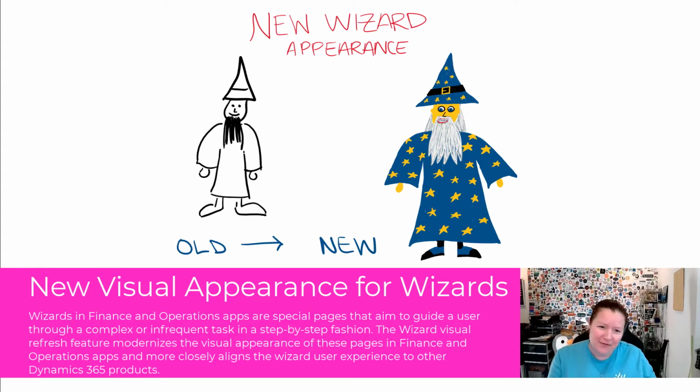We're talking about the help feature of software packages that help automate complex tasks by asking the users a series of easy to answer questions. Wizards in Finance and Operations apps are special pages that aim to guide a user through that complex or infrequent task in a step-by-step fashion. The Wizard Visual Refresh feature modernizes the visual appearance of these pages and more closely aligns the Wizard user experience to other Dynamics 365 products.